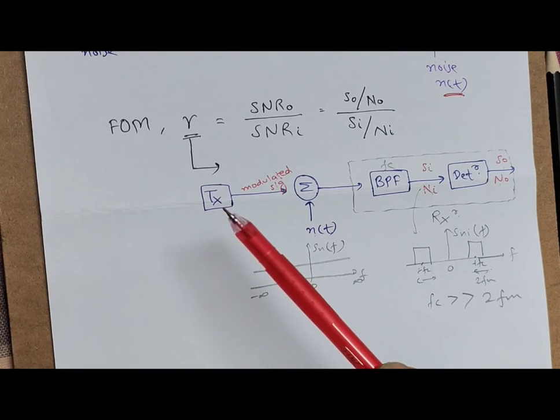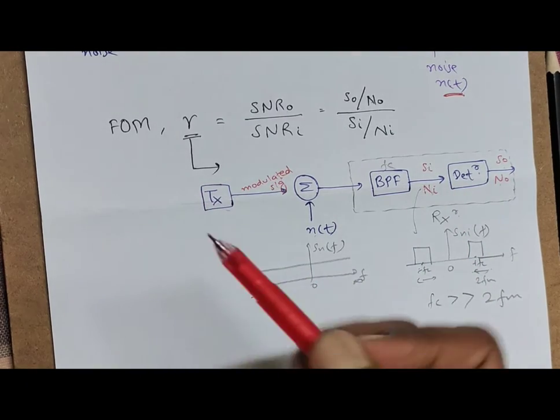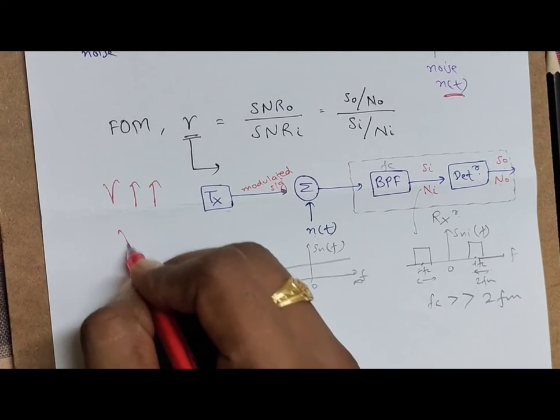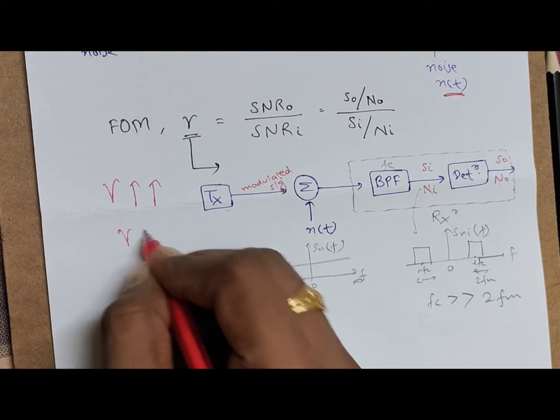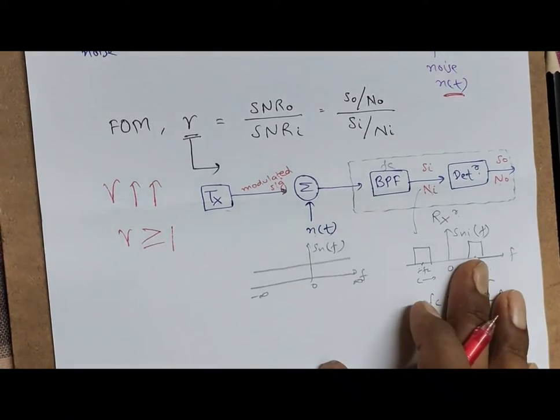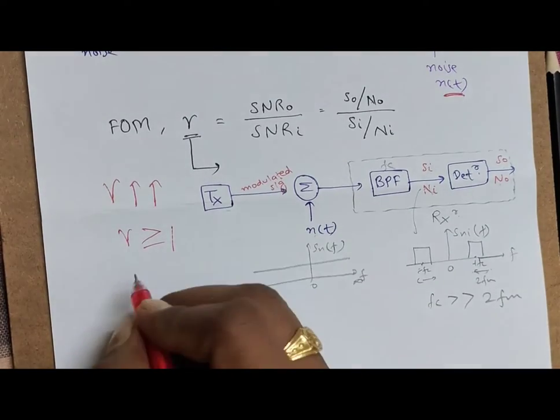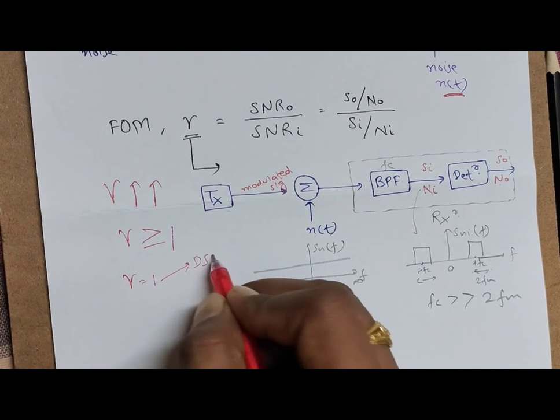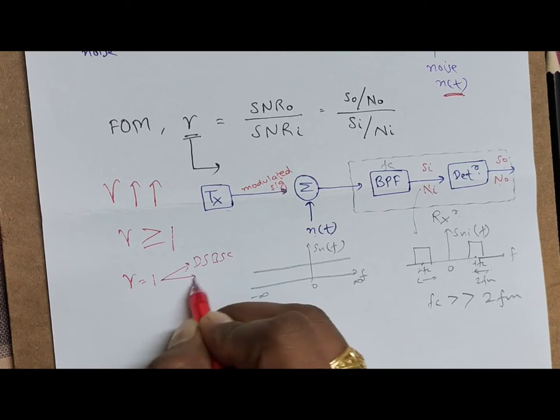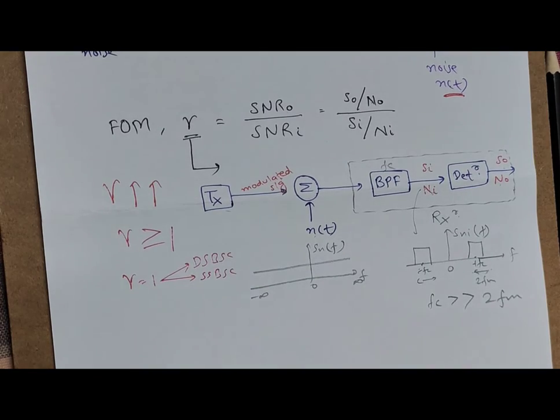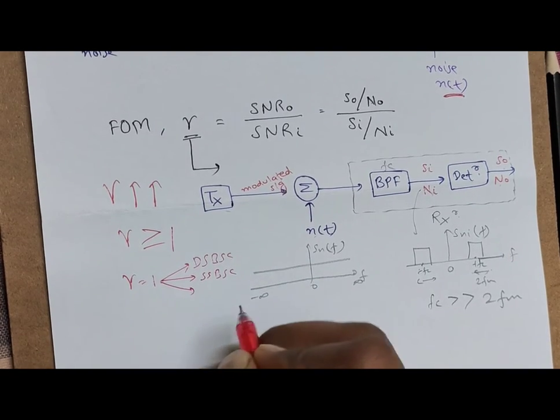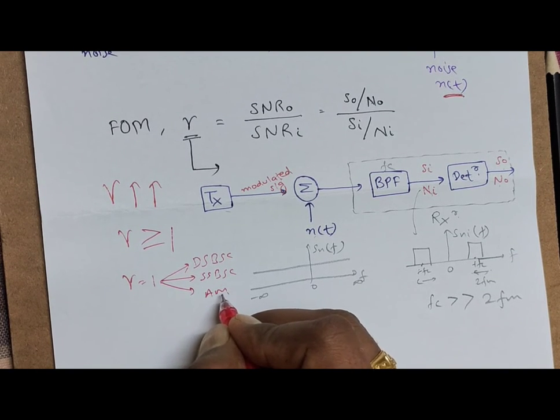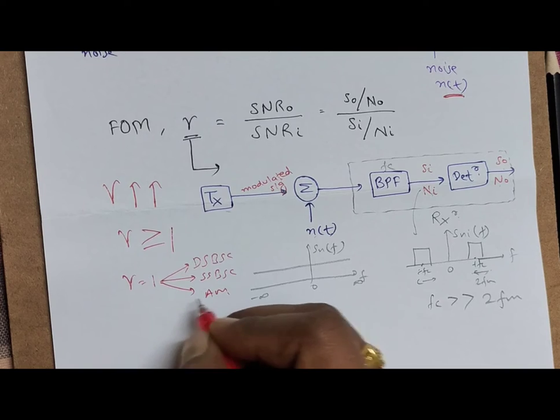For a better system, a better receiver, this gamma should be as high as possible. Generally gamma should definitely not be less than 1. It can be 1. Let's say gamma is equal to 1 for modulation systems like DSB-SC, SSB-SC, and in some cases AM also, whenever noise is less, then we can have gamma equal to 1 approximately.